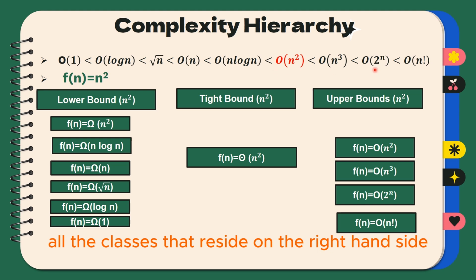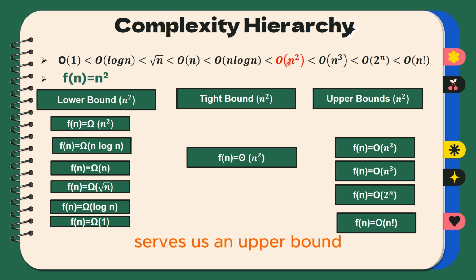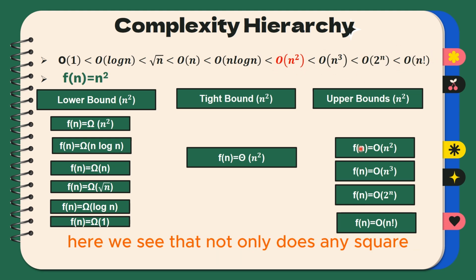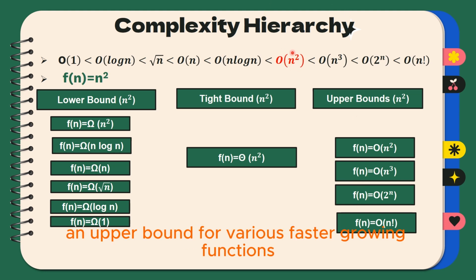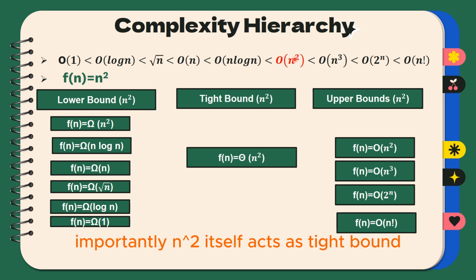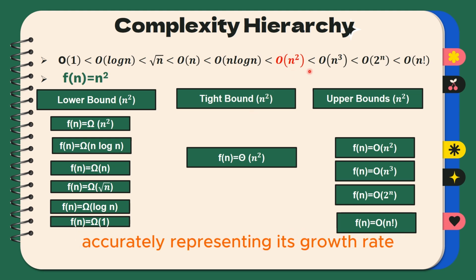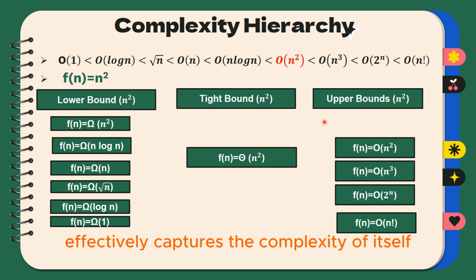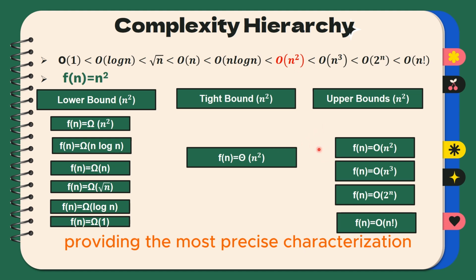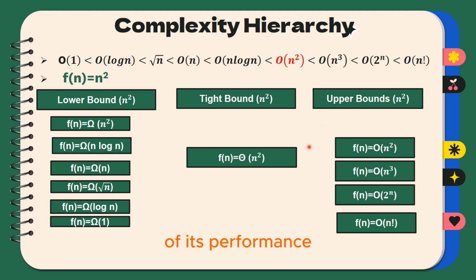Conversely, all the classes that reside on the right-hand side serve as upper bounds. Here we see that not only does n squared fit within this category, but it also serves as an upper bound for various faster growing functions. Importantly, n squared itself acts as a tight bound, accurately representing its growth rate. This means n squared effectively captures the complexity of itself, providing the most precise characterization of its performance.